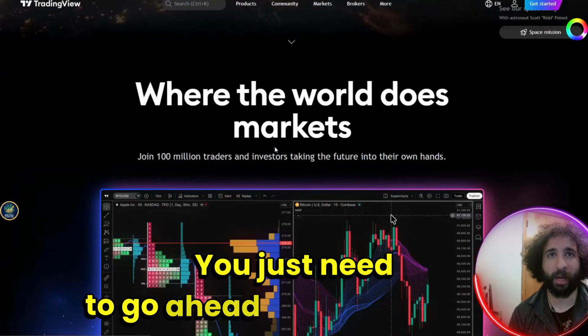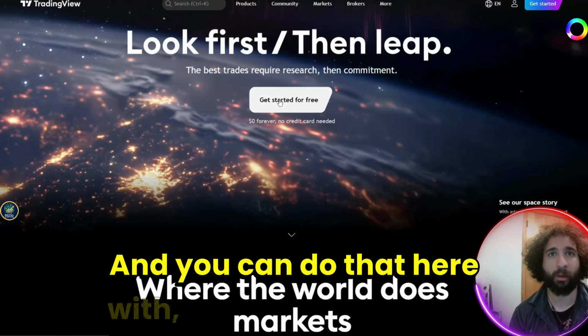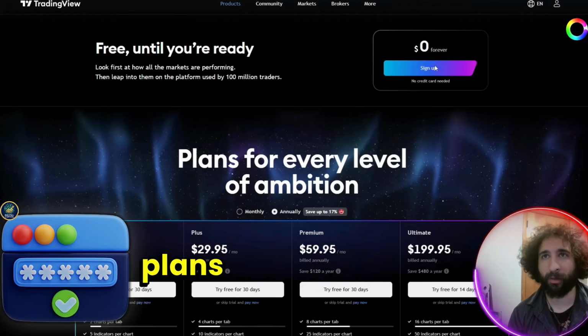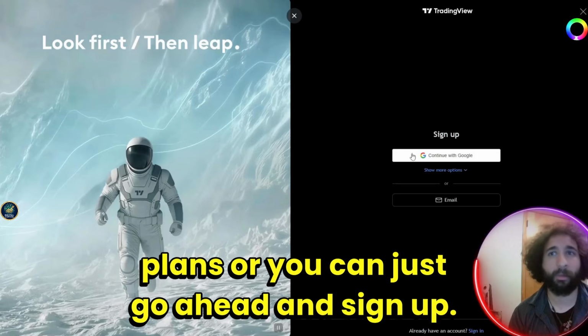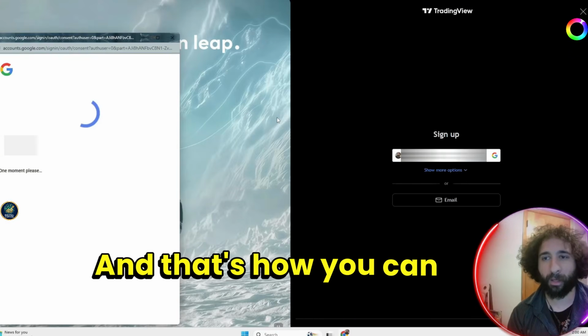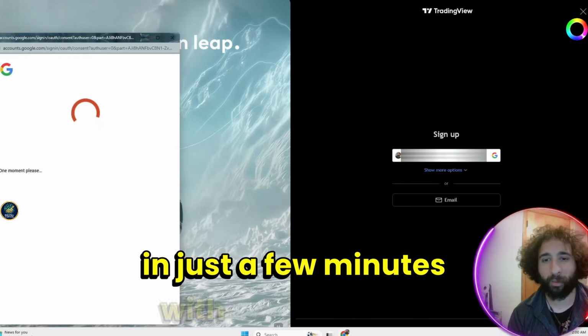You just need to go ahead and get started, and you can do that here, which is pretty cool. You can just log in with Google, and they've different plans, or you can just go ahead and sign up. So it's very easy to do. Log in, and you're sorted. And that's how you can get your trading game going in just a few minutes with TradingView.